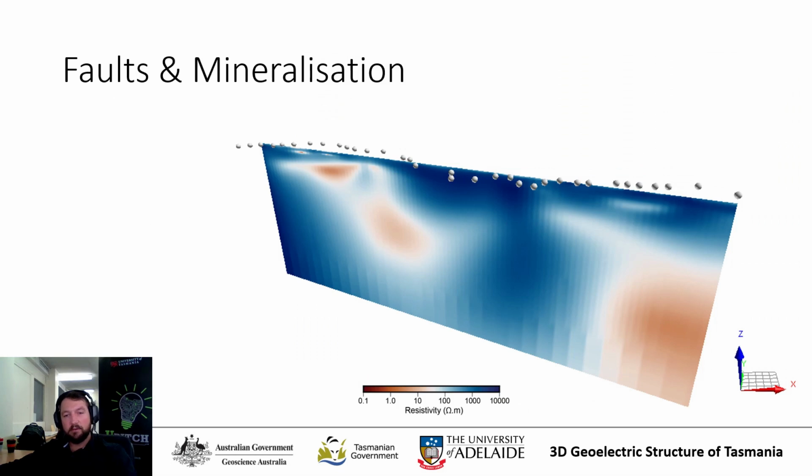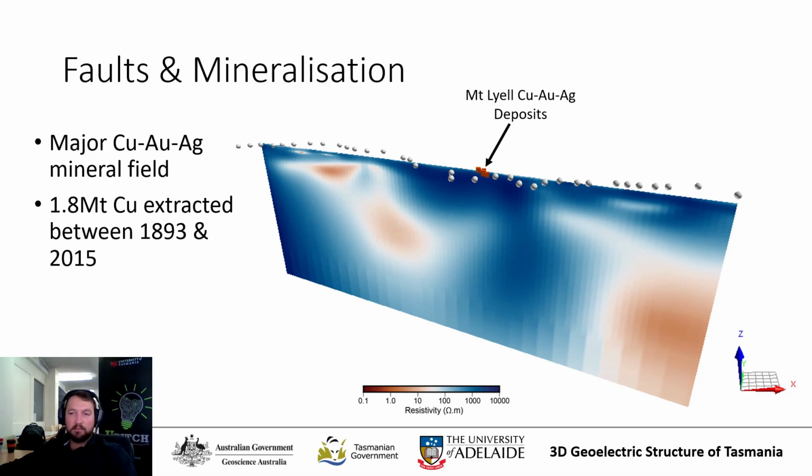Here's an oblique view looking north of the 2D transect. These little spheres are the data points. And I'm just going to overlay now copper, gold, silver deposits of the Lyell mineral field. So this is a world-class copper mineral field around Queenstown in Western Tasmania that saw near continuous operation from the late 1800s to about 2015, in which 1.8 million tons of copper were extracted.